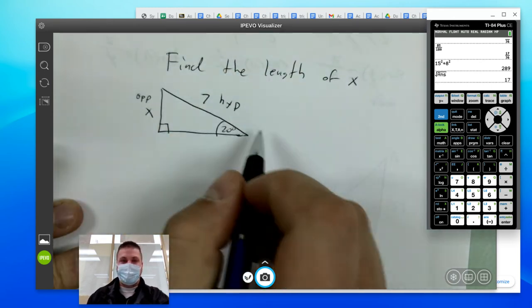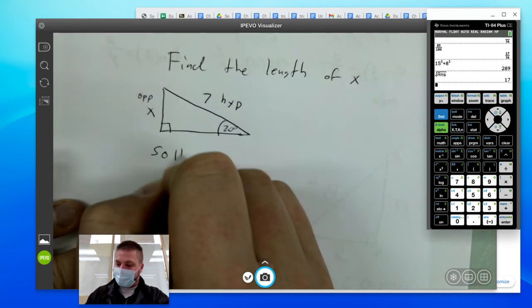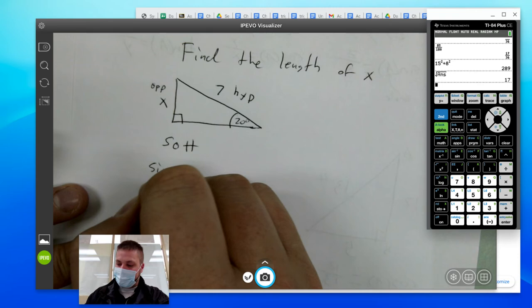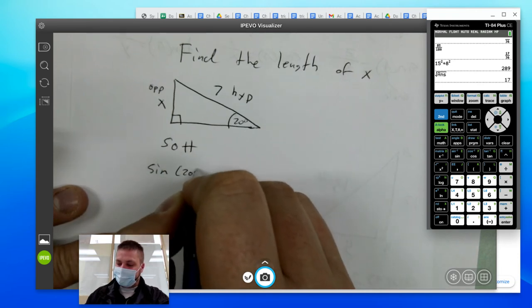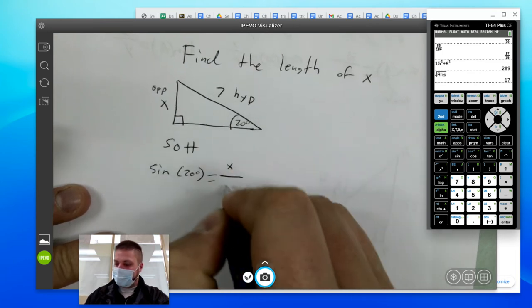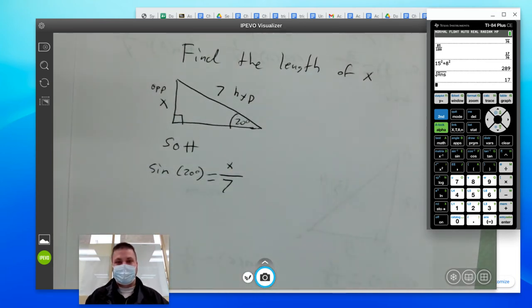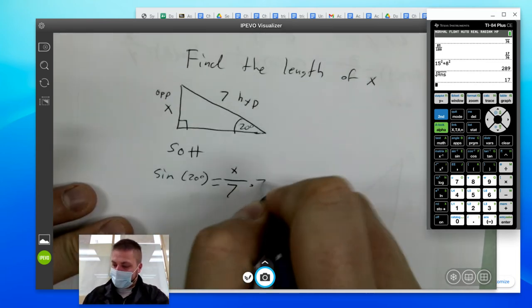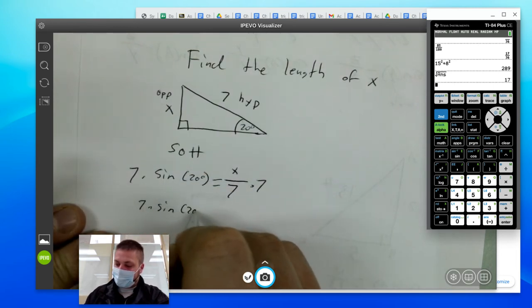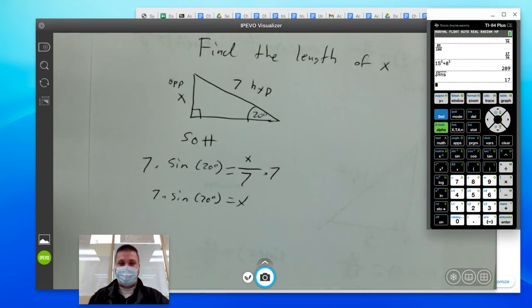So I have opposite and hypotenuse, so I know that I'm going to the word SOH, opposite and hypotenuse. That tells me to use sine. Okay, sine of the angle measure, which in this case is 20 degrees, is equal to opposite x over hypotenuse 7. Okay, now to solve for x, all I need to do is multiply both sides by 7. 7 times sine of 20 degrees equals x.